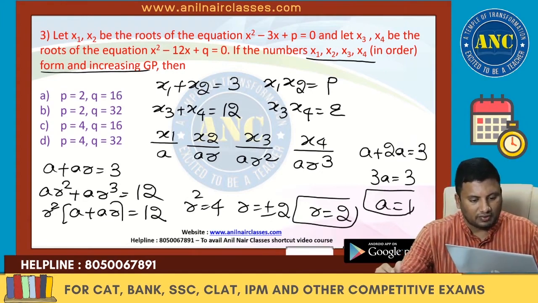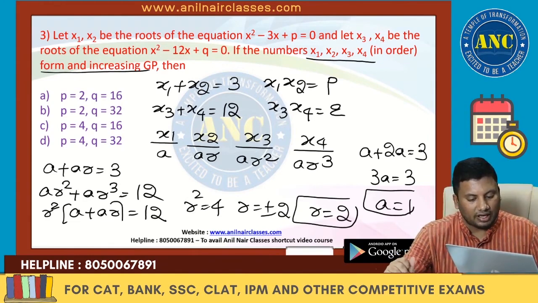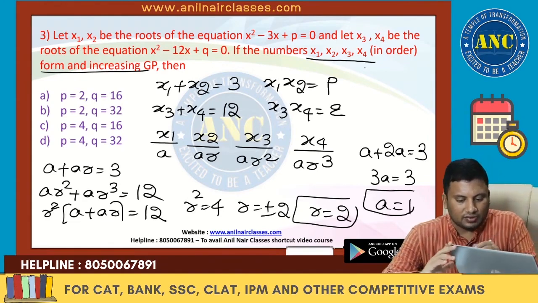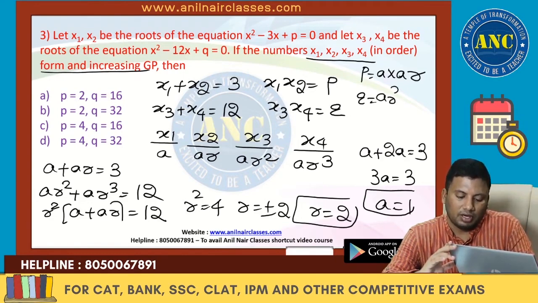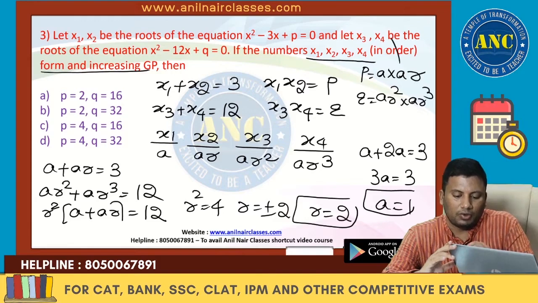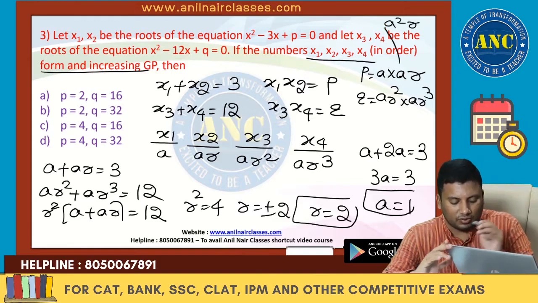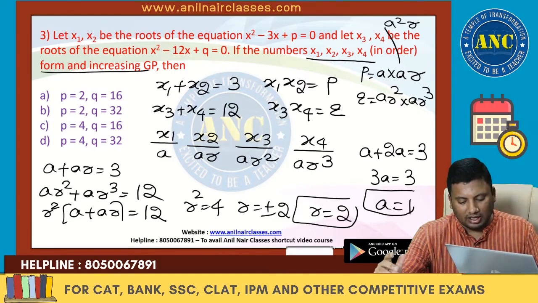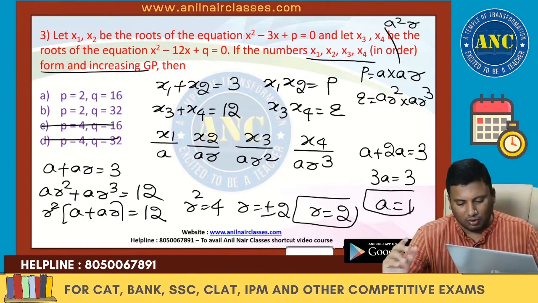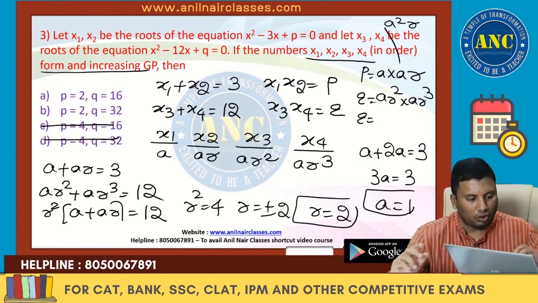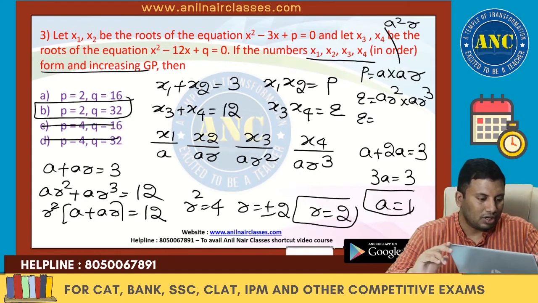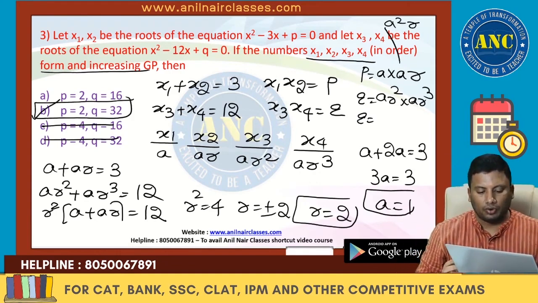So what is it that we require? x1 x2 we require, and x3 x4. What is x1 into x2? It is a into ar. What is x3 into x4? Ar square into ar cube. So this is nothing but a square r. A square r is 1 square into 2. P value is 2. Q is nothing but r power 5, 2 power 5, 32. P is 2, Q is 32.